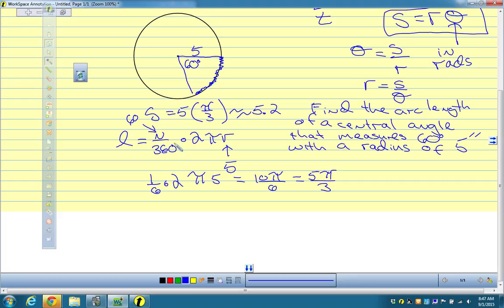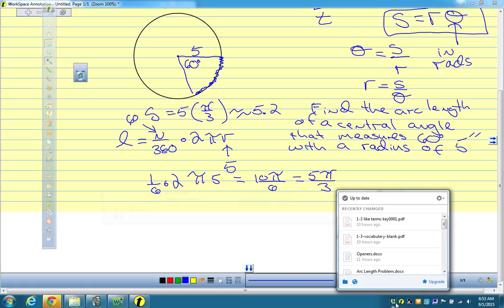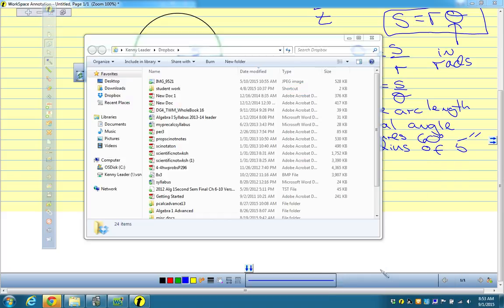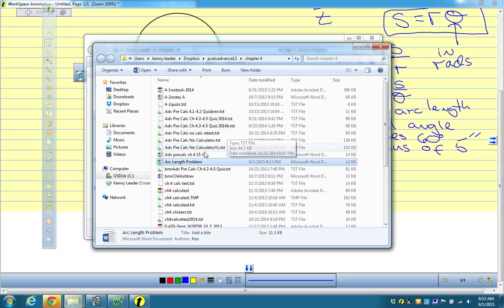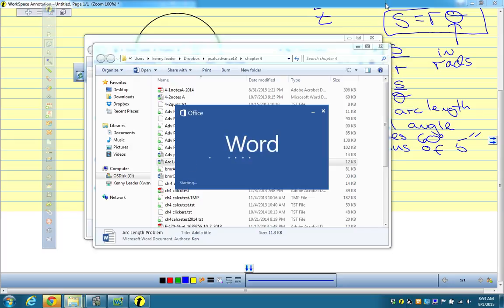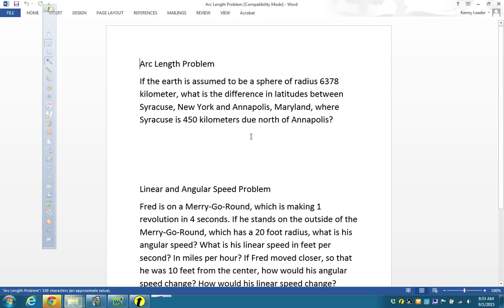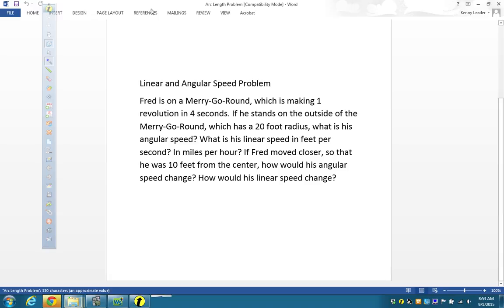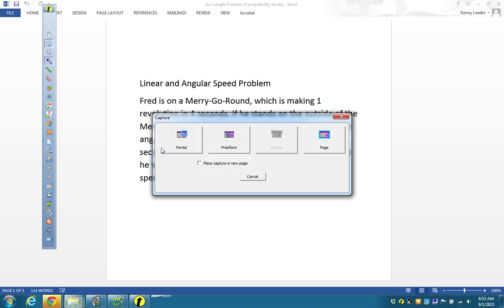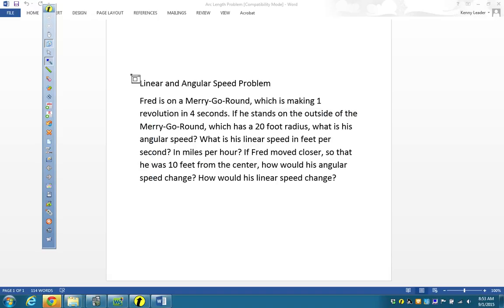All right. So now we're going to use arc length to solve a problem. We're going to solve an angular velocity problem, if I can find it. Arc length problem. There we go. I made this one up, but it's very similar to ones that you might see in a book. Not that one, we're going to do this one first. But let me take a picture of it and place the capture in a new page.